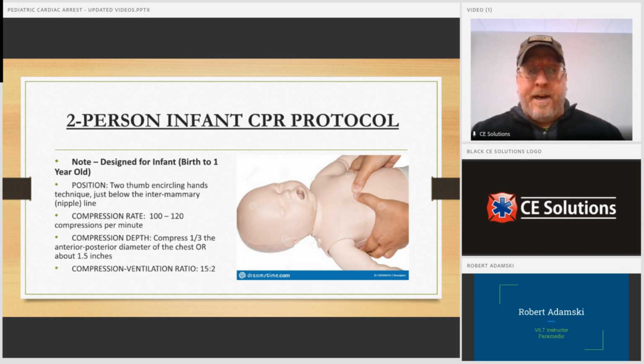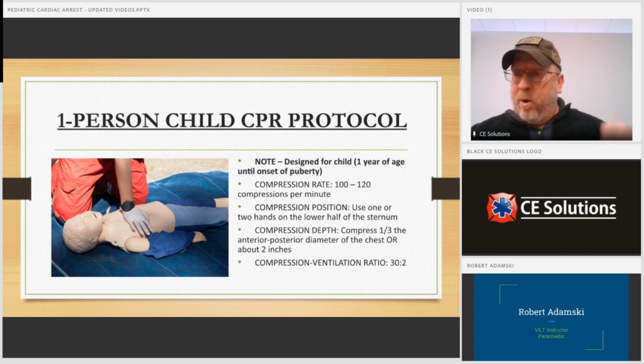Remember, let me go back a minute. So remember, the key points are our compression ventilation ratio is always 30:2 for one person CPR, but notice the depth difference. For infant, it's about 1.5 inches. For children, it's about 2 inches. Those are key differences.